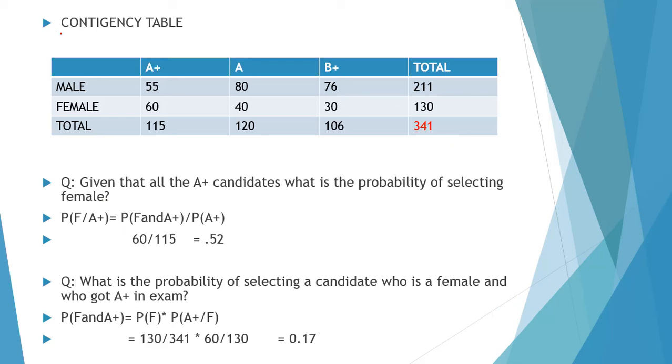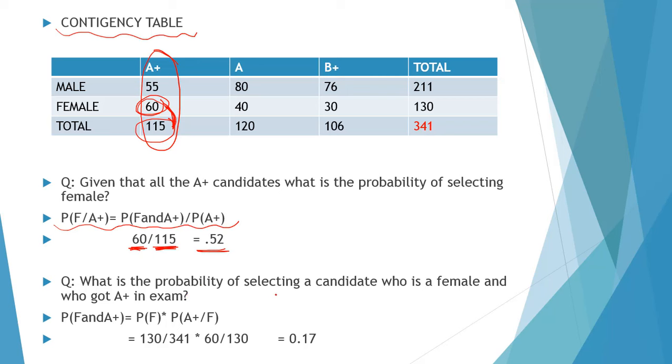Let's solve a problem based on a contingency table. Given that all the A plus candidates, what is the probability of selecting a female? This is a conditional probability. Total A plus candidates are 115. Keeping our focus on A plus candidates, we have to see how many females there are. So the probability of females given A plus candidates is 60 over 115, 0.52.